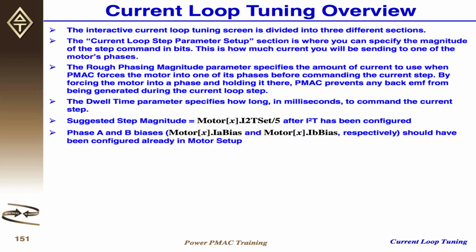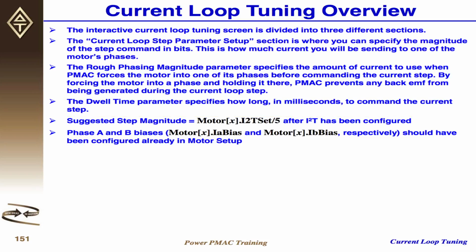You should already have configured your motor x.IA bias and IB bias values. These are biases in the phase currents. It's important to eliminate those before you move on to the tuning. And the dwell time parameter is somewhat irrelevant. Really just depends on your inductance, how long it takes the motor's currents to rise to the target. Generally, the default dwell time is sufficient there.